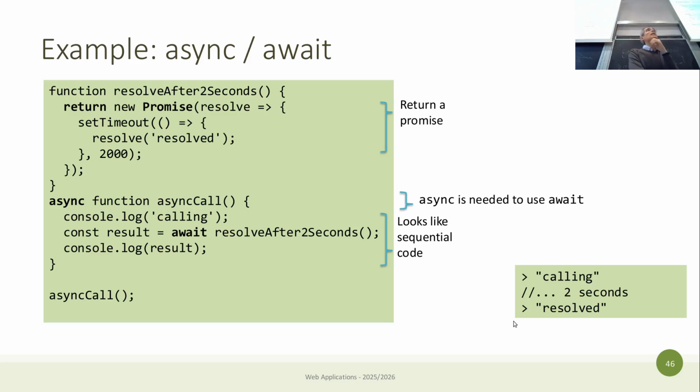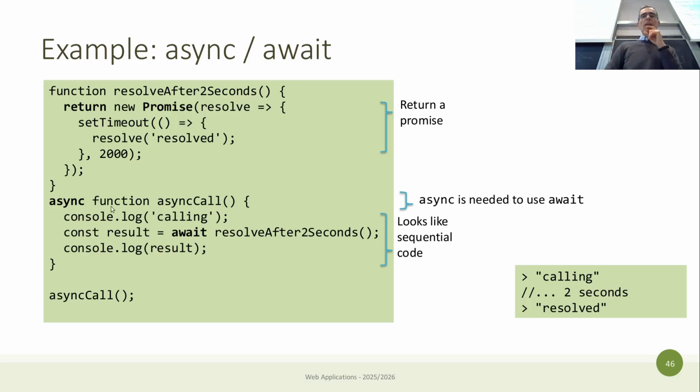So let's see some examples. So we define a function that returns explicitly a promise, right? Return new promise, as we saw before in the previous 1 hour and a half. Resolve, set timeout, resolved, so a value, okay? After 2 seconds, fine. Okay.